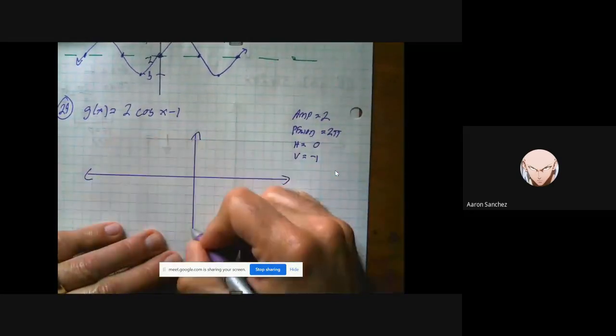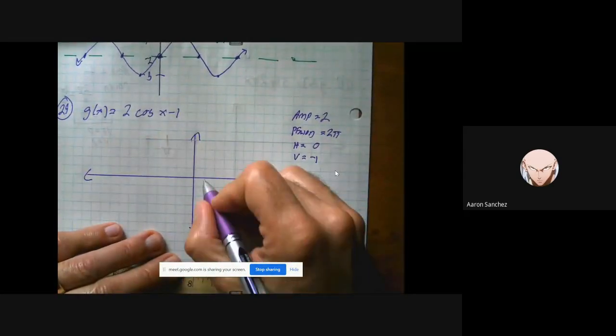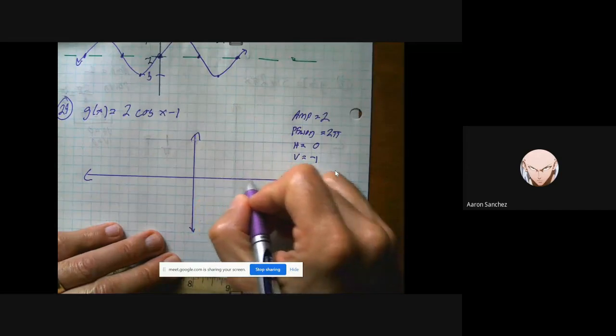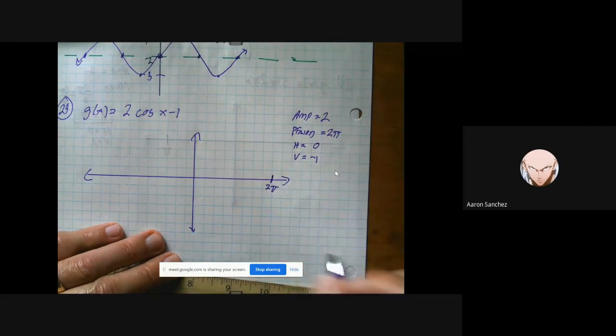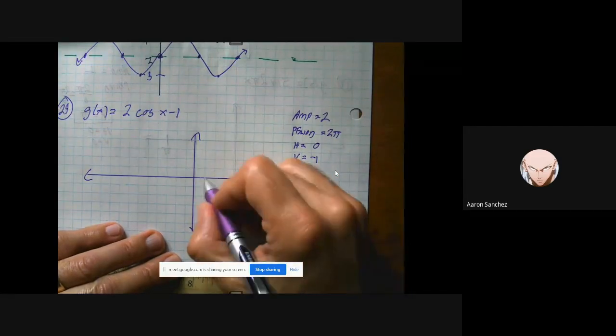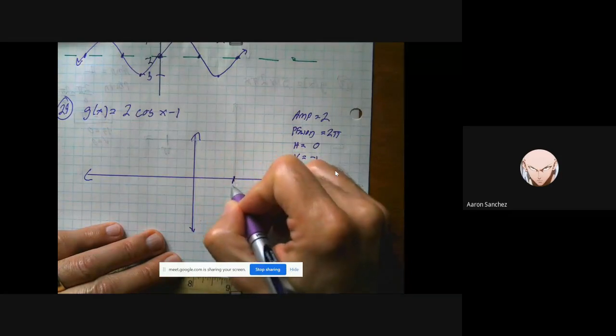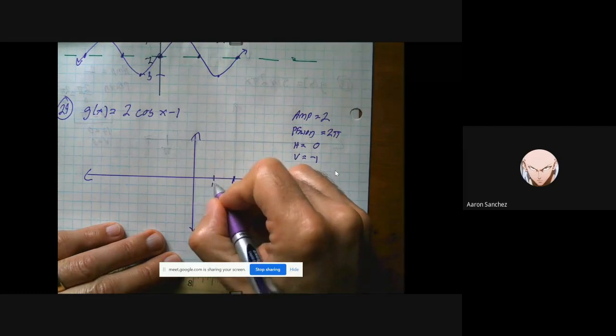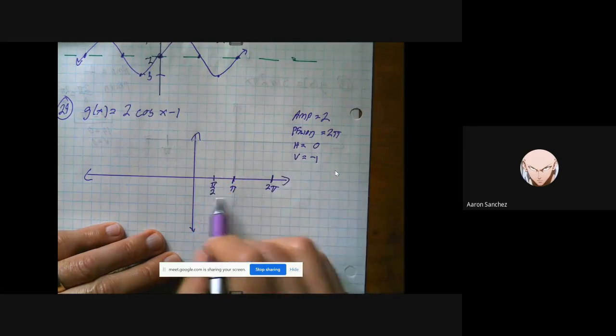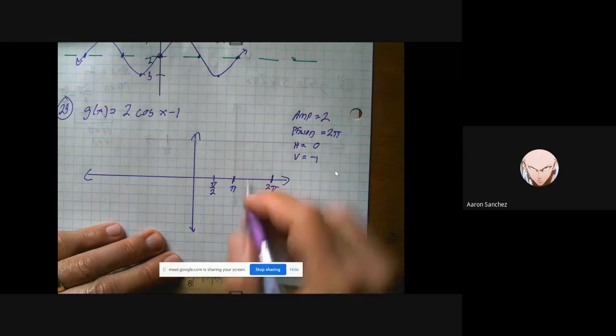Okay, so let me draw my scale. I'm going to do it at 2 pi again. 1, 2, 3, 4, 5, 6, 7, 8. So I'm going to go 8 over. You can go 4 over if you want. 2 pi. Half of 2 pi is pi. 1, 2, 3, 4. So we go pi. And then half of pi is pi over 2. And then you add these, pi over 2, 2 pi over 2. And then add this over, we got 3 pi over 2.